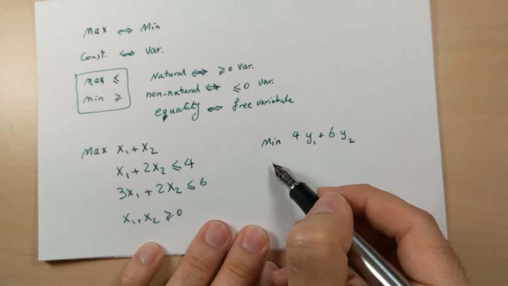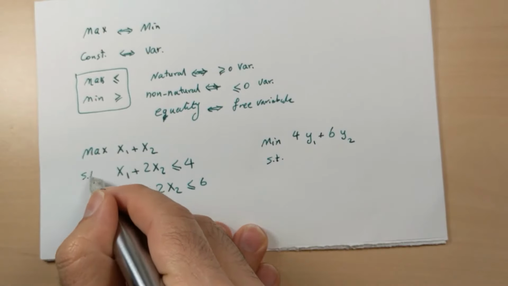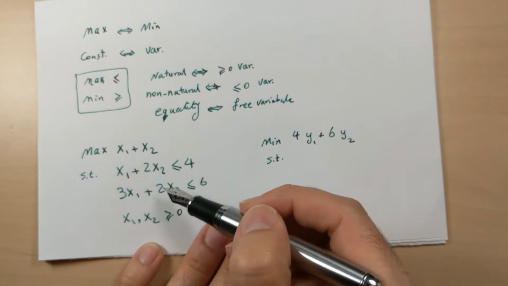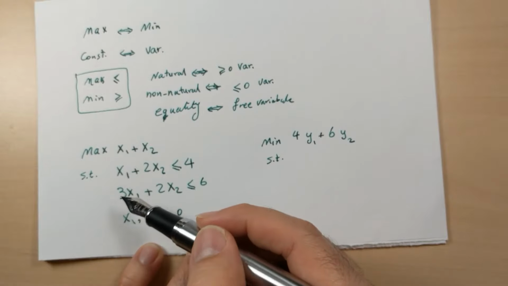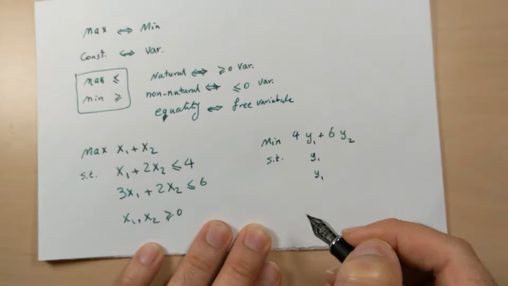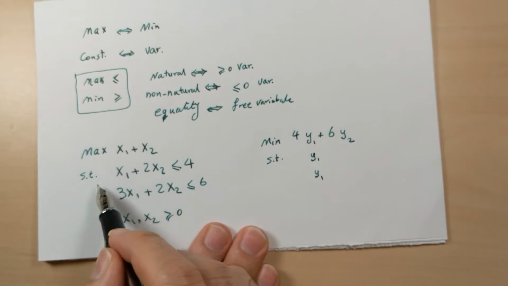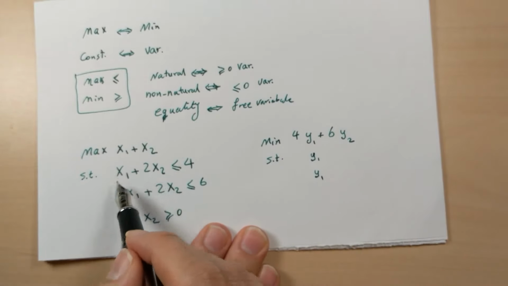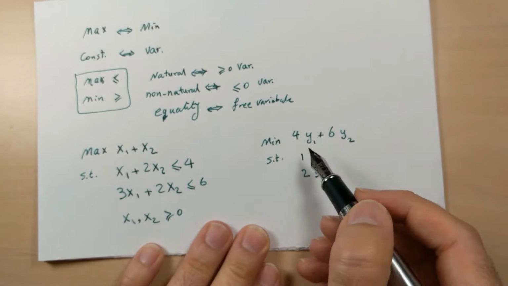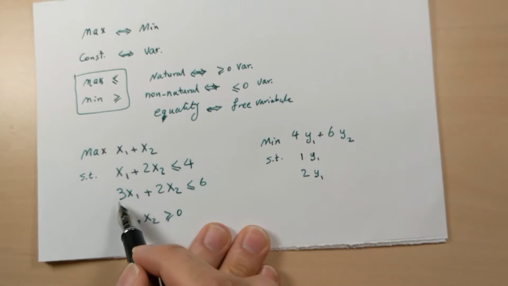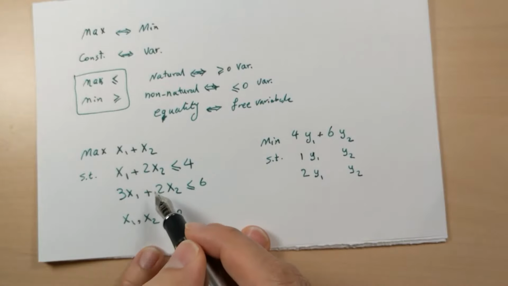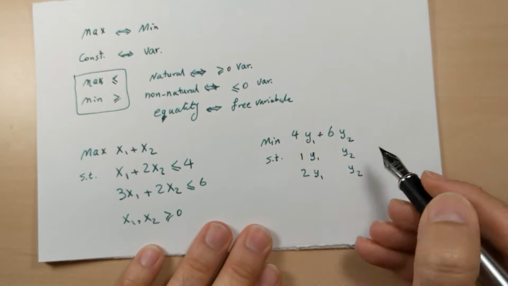What about the constraints? You need to have the transpose matrix of these constraint coefficients. So for y1 coefficients, you use the first constraint's coefficients in the primal: 1, 2. Whatever you have here in the first constraint will be the first column. The second constraint gives the coefficients of y2: 3, 2.